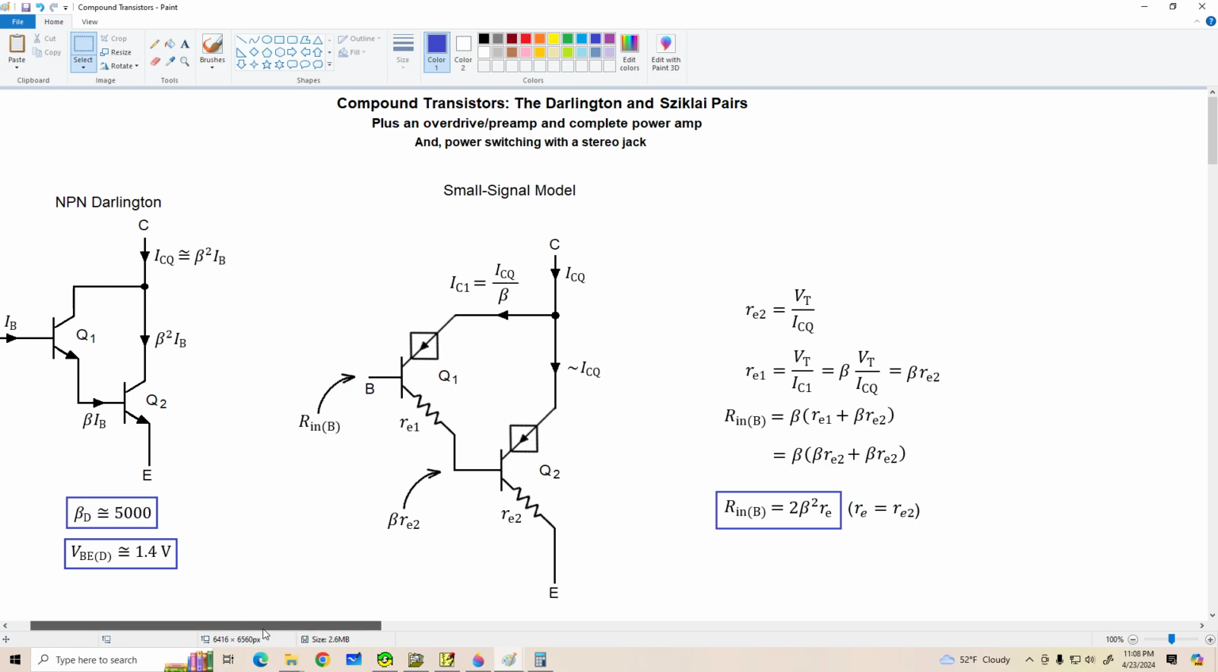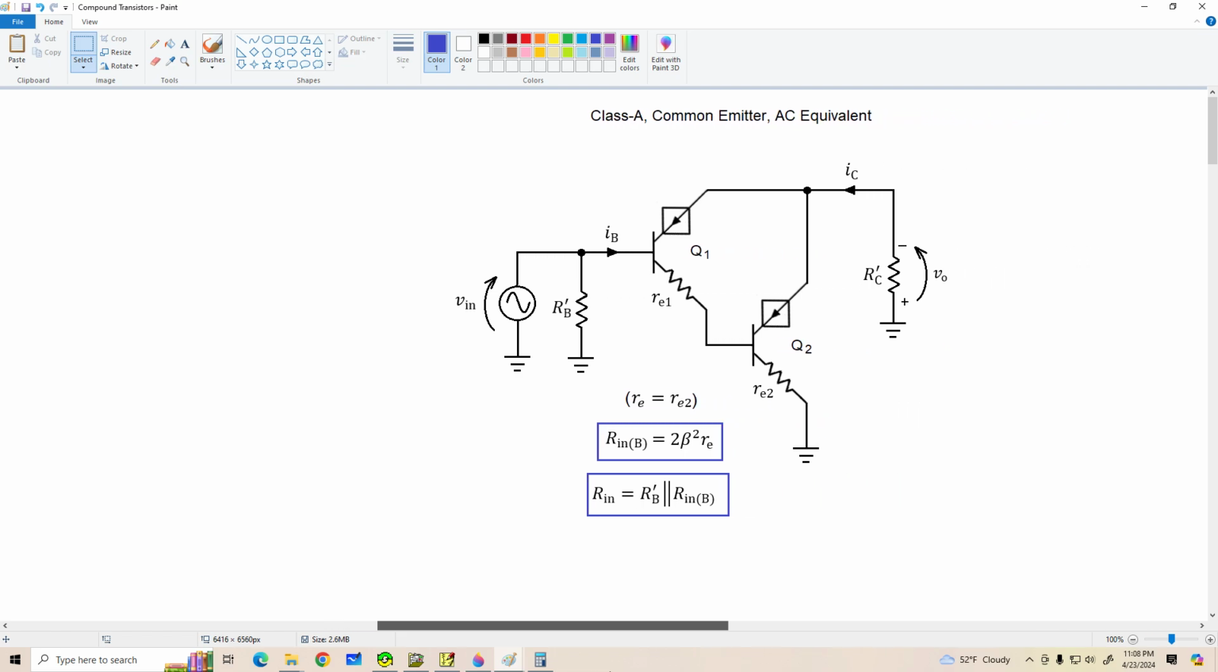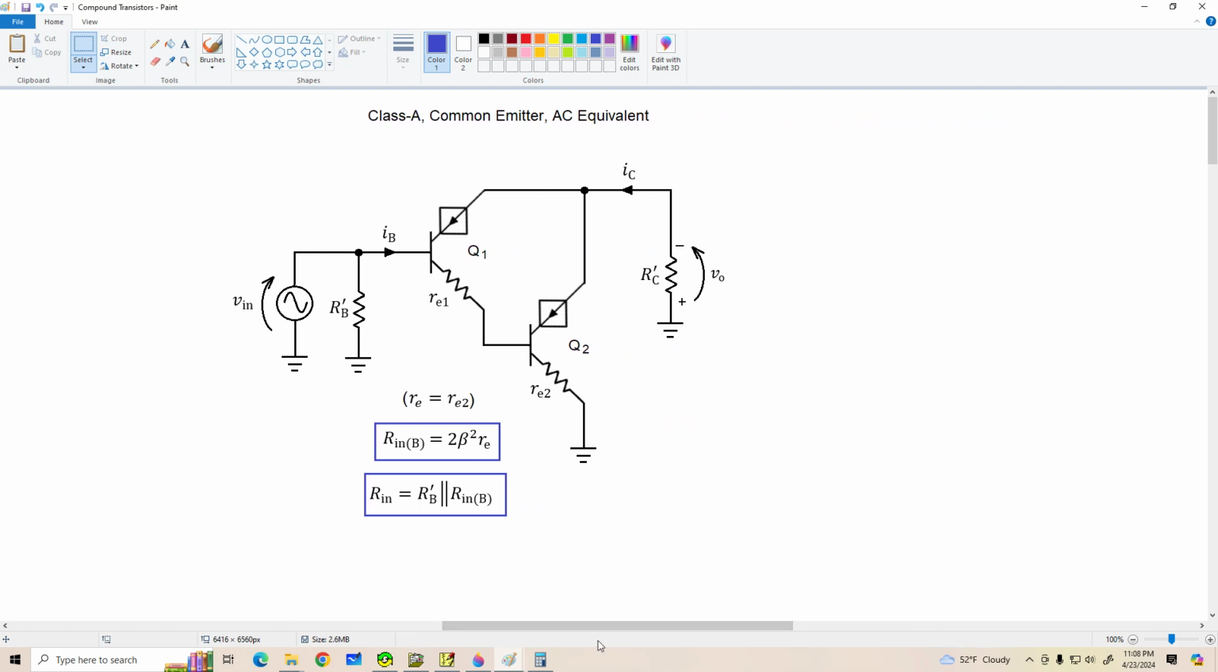Now, let's derive a voltage gain equation for this transistor, assuming we're using it as a Class A common emitter amplifier. Okay, when we do that, we're going to have an external R'B, that's the AC equivalent of the base biasing network, and we've got R'C, which is the AC equivalent of the load resistor and collector resistor. Here I have no external emitter resistor. We're assuming it's fully bypassed, but we can add that in later.